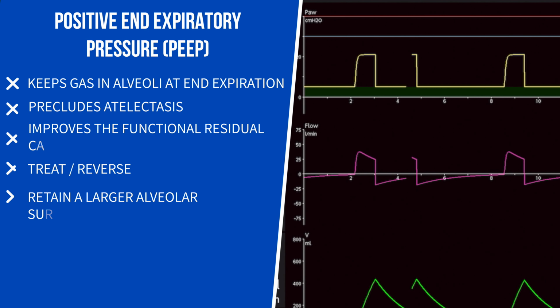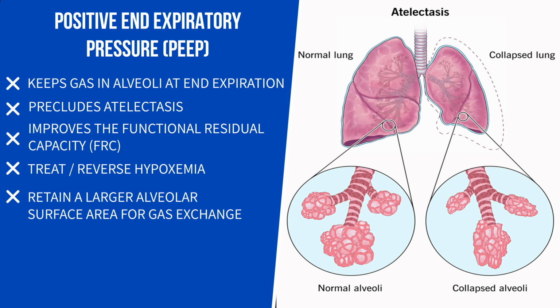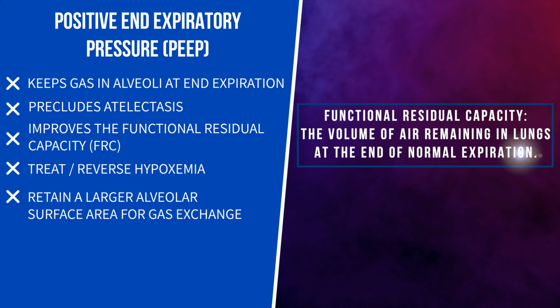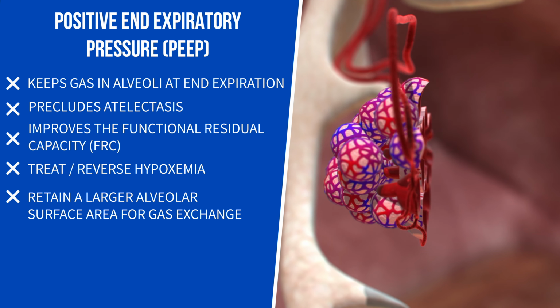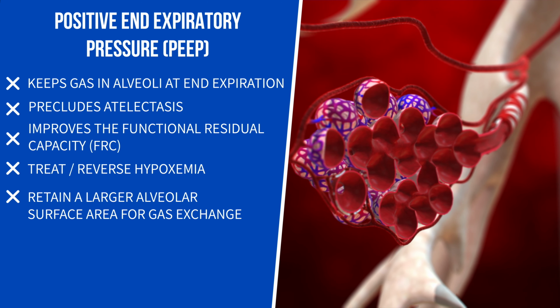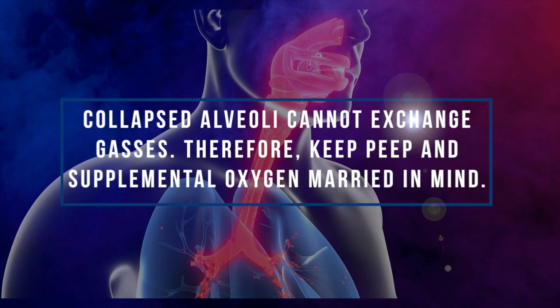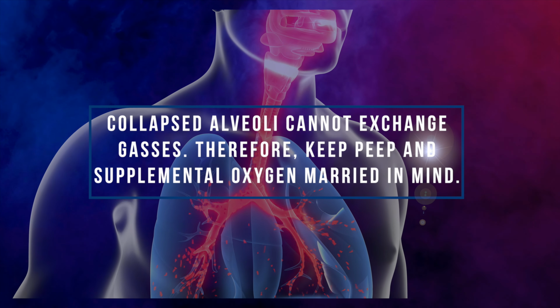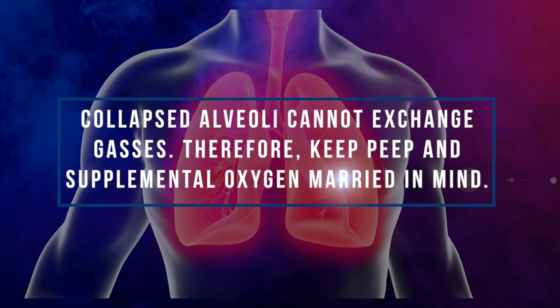PEEP keeps gas in the alveoli at the end of expiration, precludes atelectasis, improves the functional residual capacity, and helps to retain a larger surface area for gas exchange. The PEEP facilitates alveolar recruitment. The supplemental oxygen has an opportunity to diffuse in, and CO2 can exit. Collapsed alveoli cannot exchange gases. Therefore, keep PEEP and supplemental oxygen married in mind.